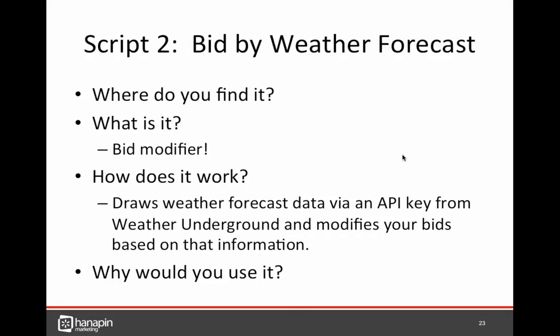Now, the second script we wanted to talk about is bidding by weather forecast. This is one of the codes that you can find on the Google Developers resource. So what is it? It's a bid modifier. It works by drawing weather forecast data via an API key from Weather Underground, and then it modifies your bids based on that information. So it sounds pretty useful, right, Sam?